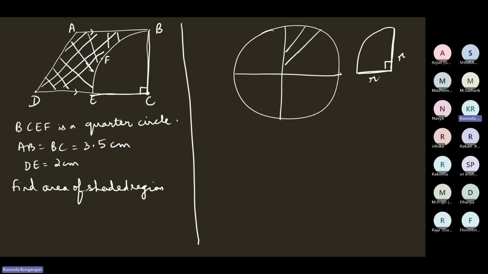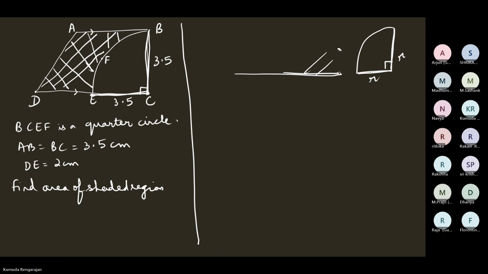This one is a quarter circle. So what is this radius? So this is the radius, BC, EC, radius. BC is given 3.5. That means EC is also 3.5. And DE is 2. So 2 plus 3.5, 5.5 is DC. DC is 5.5. So we know the parallel sides.